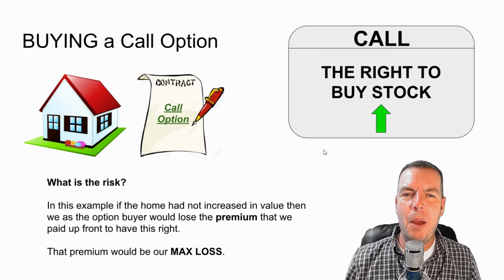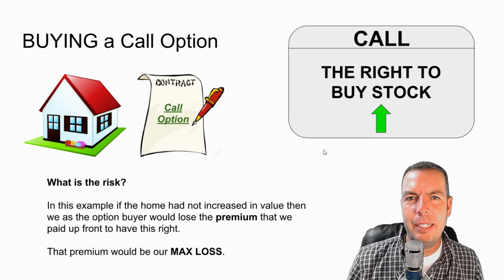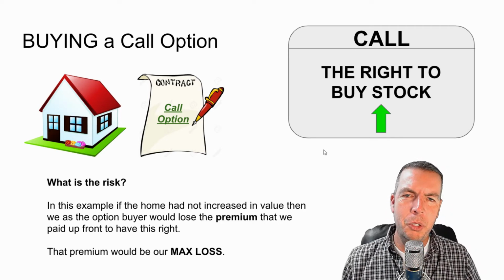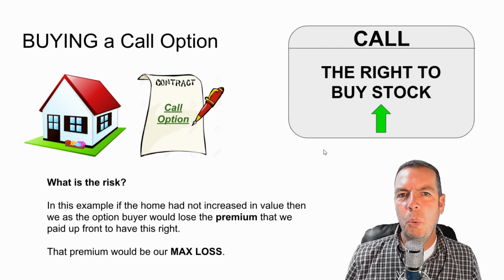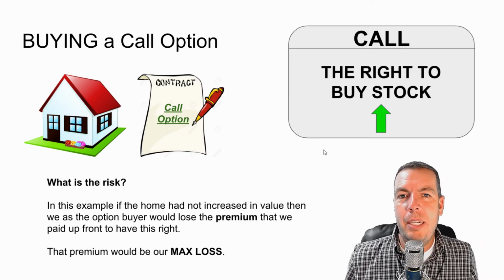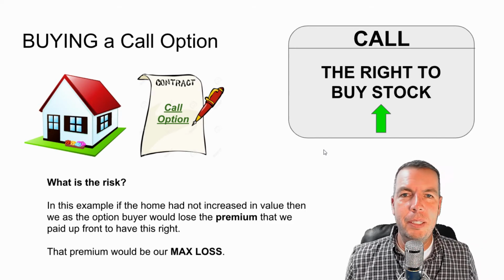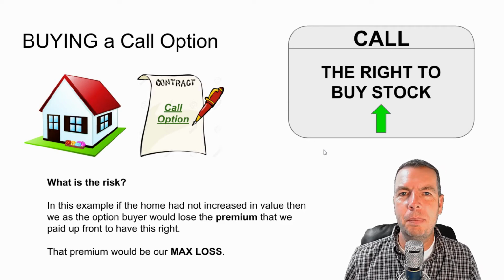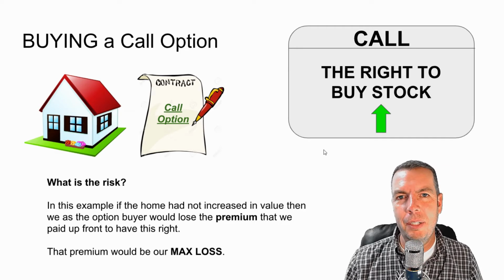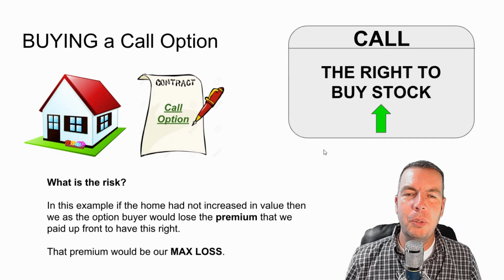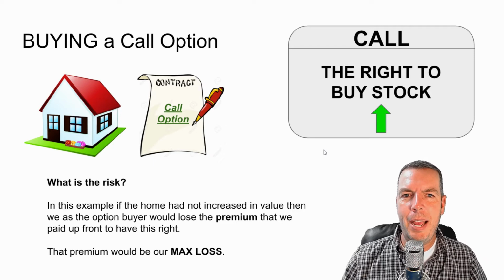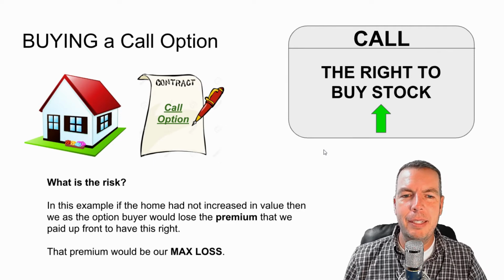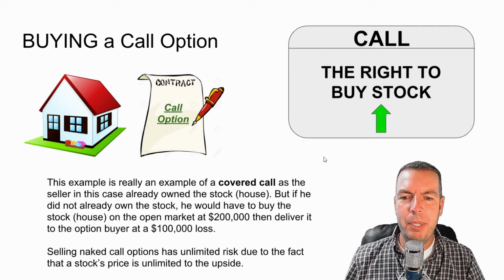So in the case of buying that home, our max loss would be $10,000. If that home did not rise in value, and let's say it decreased in value to $90,000, we would not want to exercise our right to buy that house at $100,000 because that wouldn't make sense. So we would just let that option contract expire, and the option seller, the owner of that house, would just keep that premium. We wouldn't exercise that right to buy that property.